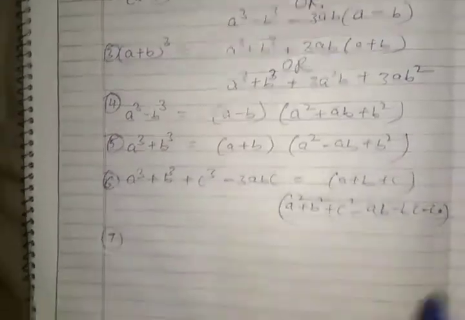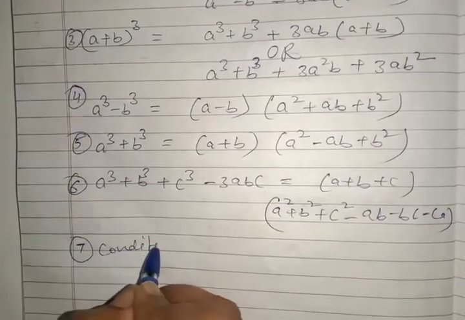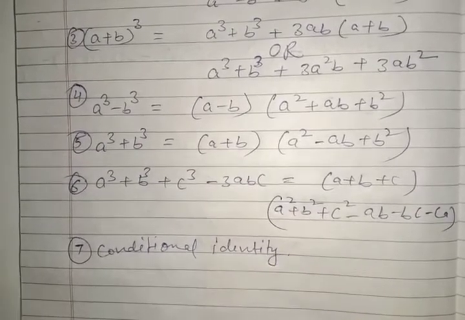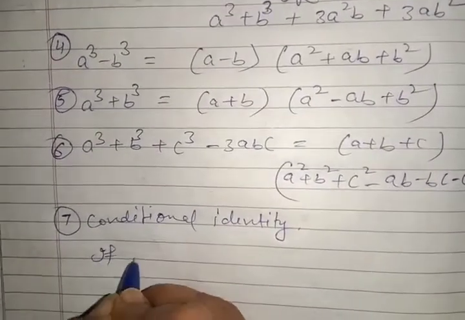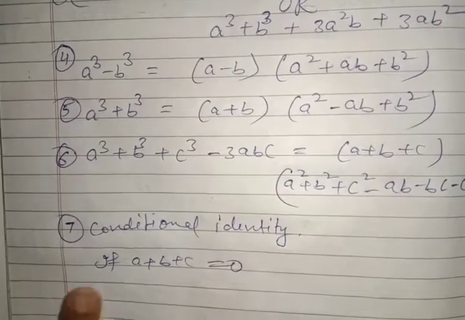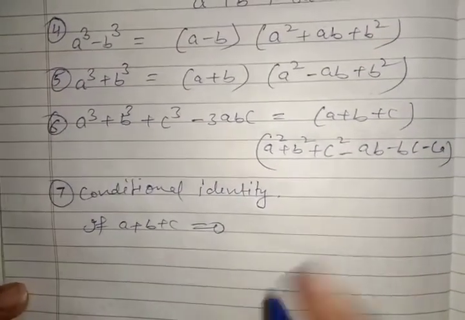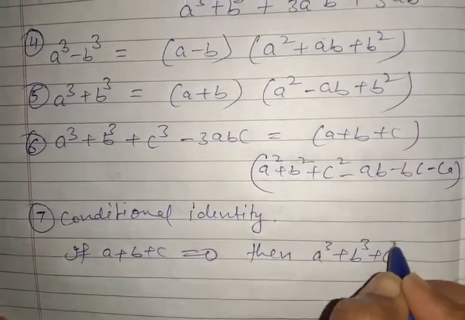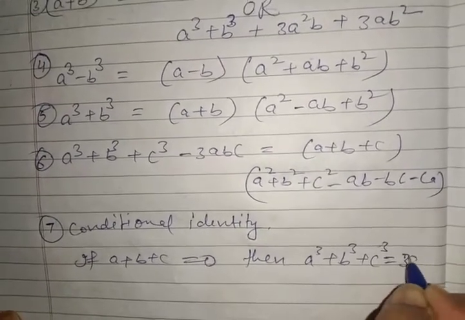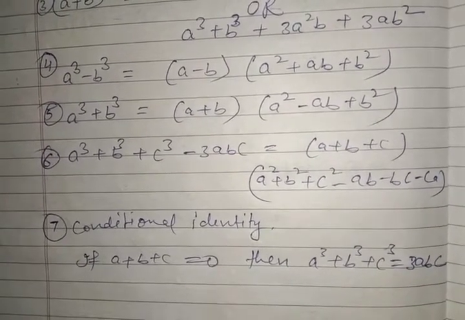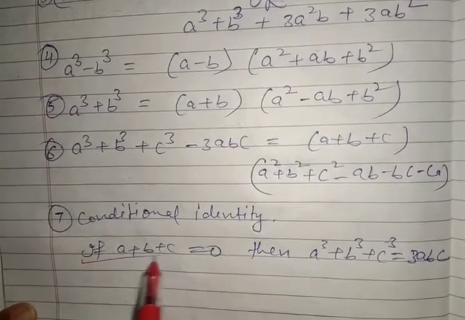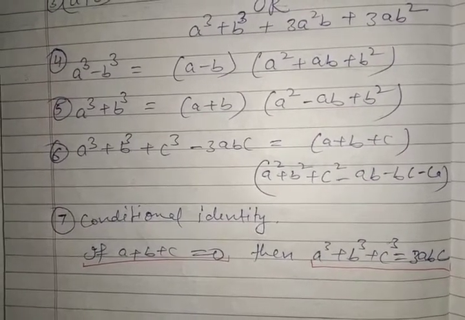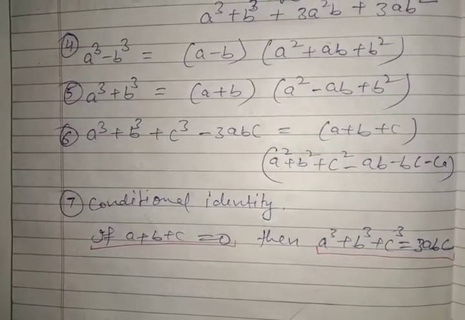One more identity, and this is also known as a conditional identity. Why is it known as a conditional identity? I am telling you just now. It is a conditional identity because a condition is given: if a + b + c is 0. If a + b + c is 0, then a³ + b³ + c³ equals 3abc. A very important identity it is. Now I will discuss all the questions with you one by one.